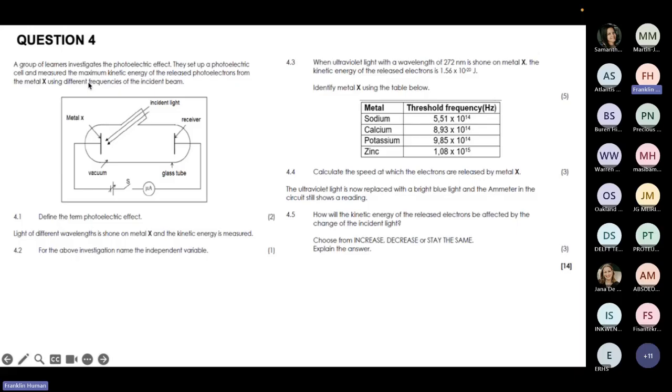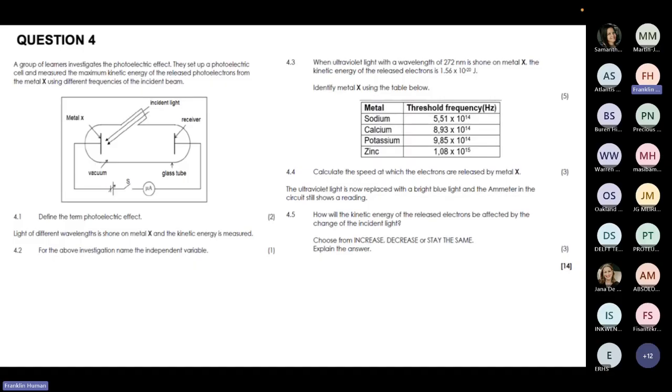We use different frequencies of incident light. And what do we know? Changing the frequency will change the wavelength, will change the color, will change the amount of energy per photon. Remember four things that you have to remember: changing the frequency changes the wavelength, changes the color, and changes the amount of energy per photon in that specific frequency.